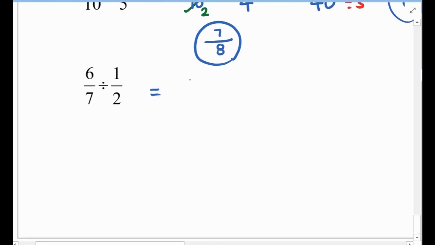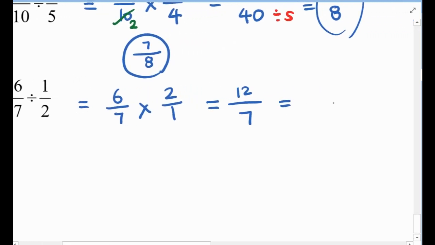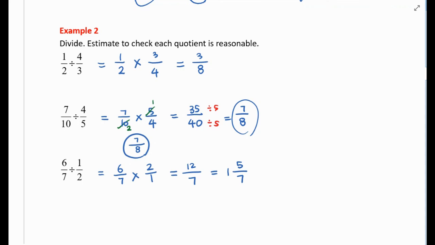Next, keep, change, flip. 6 times 2, 12. 7 times 1, 7. Okay, let's change this to a mixed number. So 7 goes into 12 once, and the remainder is 5. Okay, 1 and 5 over 7 is the answer. Alright, everyone, that is it.